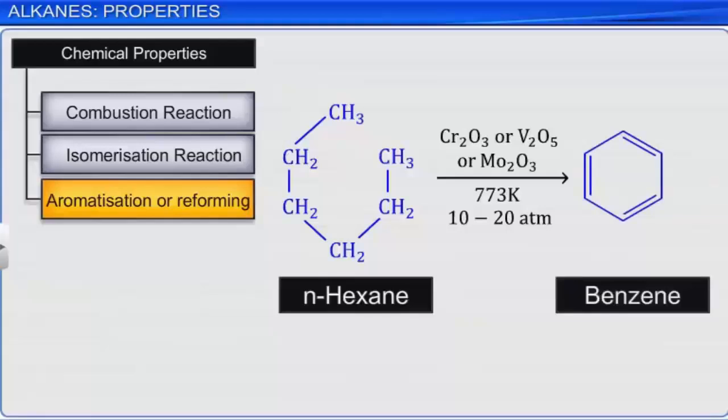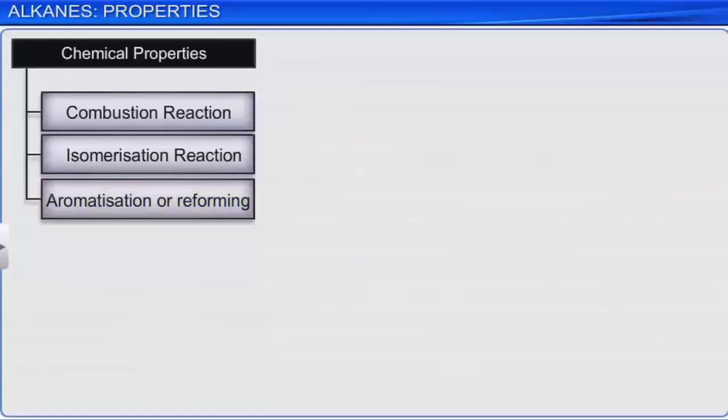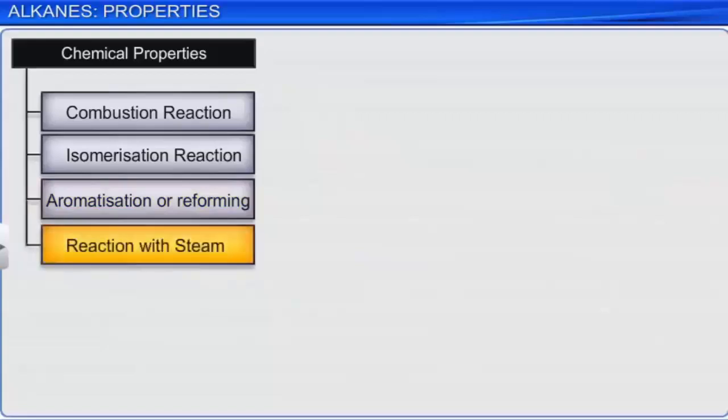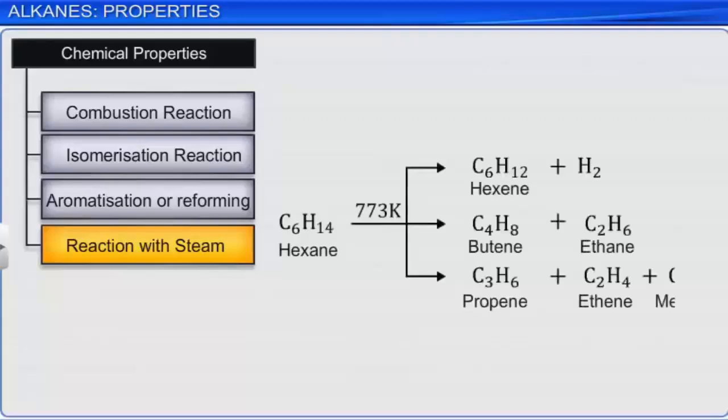Alkanes also react with steam. This reaction is used in the industrial preparation of dihydrogen gas. For this, methane is heated at 1000 degrees Celsius in the presence of nickel, along with steam to form carbon monoxide and dihydrogen gas. Higher alkanes at higher temperatures decompose to form lower alkanes and alkenes, amongst others.